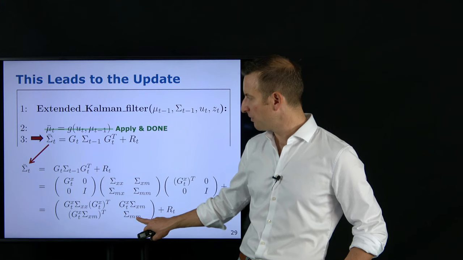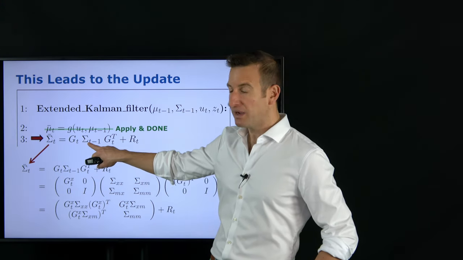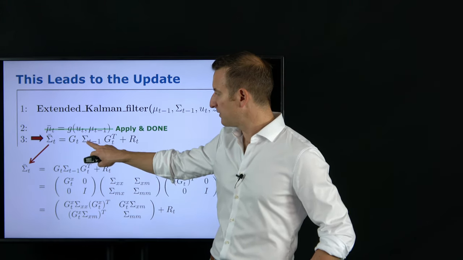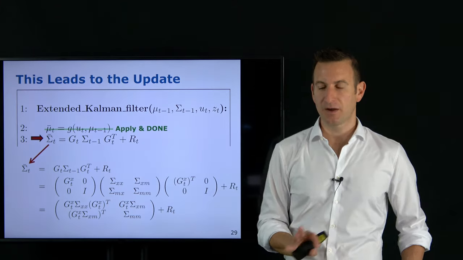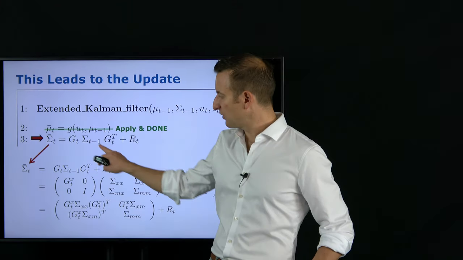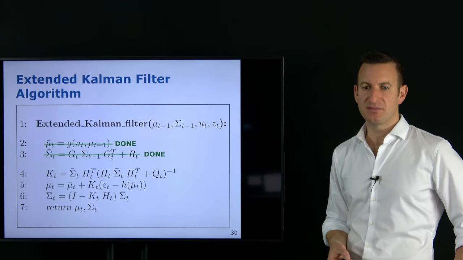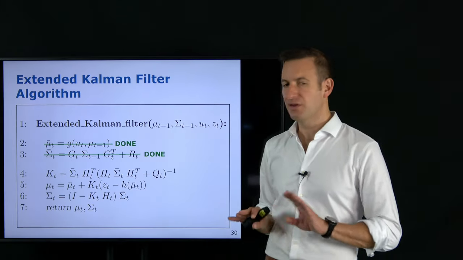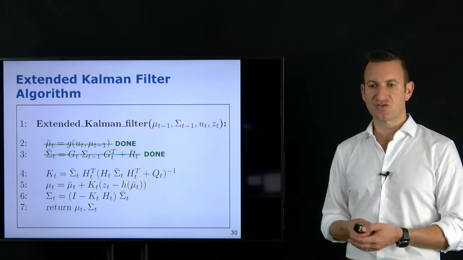So this part I can fully copy over. So the majority of elements, this basically 2n by 2n dimensional block, can be copied over and are not updated at all. Okay? So now I can just multiply those matrices with each other and I'm basically done. Nothing needs to be added to this. So this step is now also done. That means at this point in time, we have performed our prediction step.